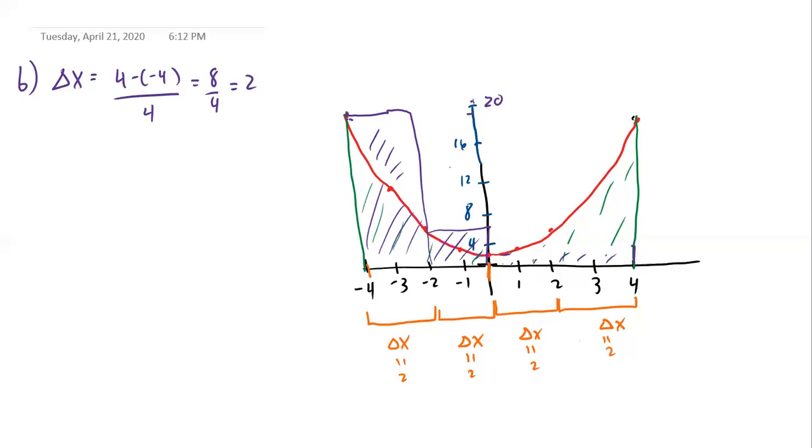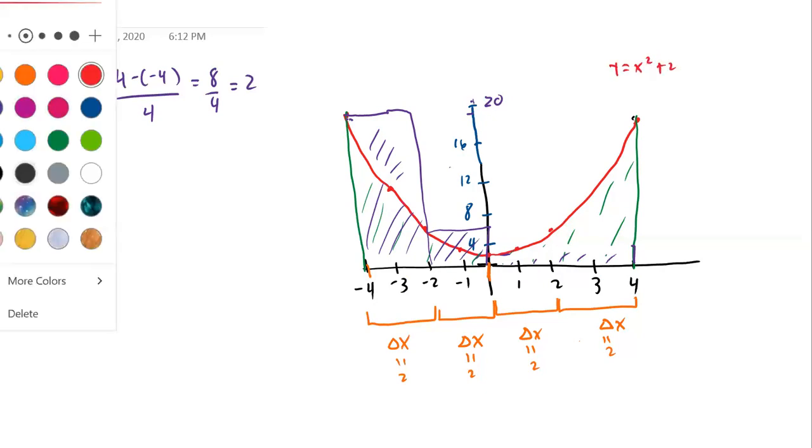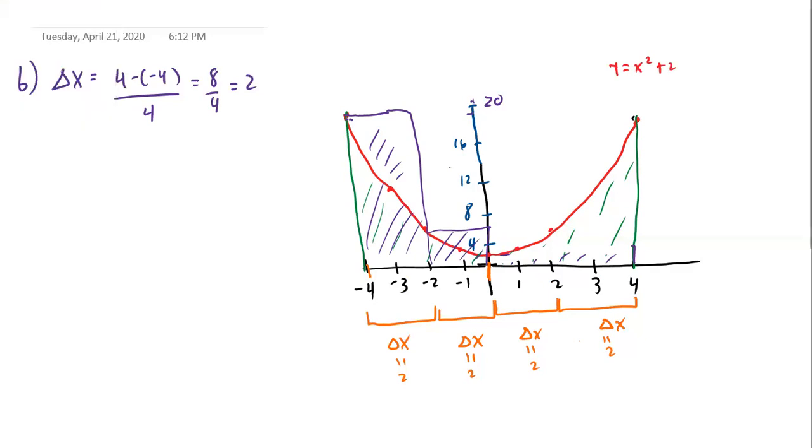Now the next subinterval, the left endpoint is 0, right? That's going to be your height of 2, right? Evaluated the function there. And as a reminder, the function is y equals x squared plus 2, right? So we go to the left endpoint, evaluate the function there. That's going to be our height. Now again, as before, notice that in this case, we're underestimating the area. We're getting less than what we should.